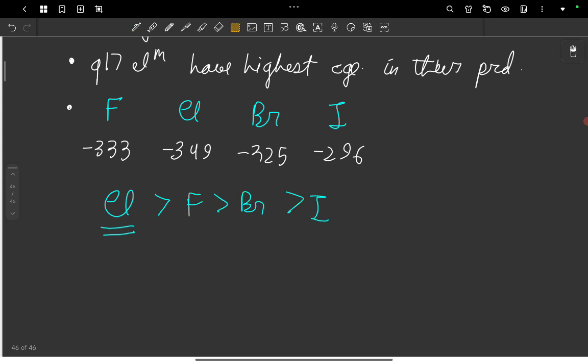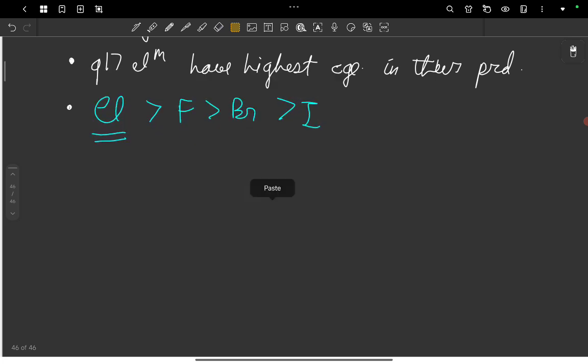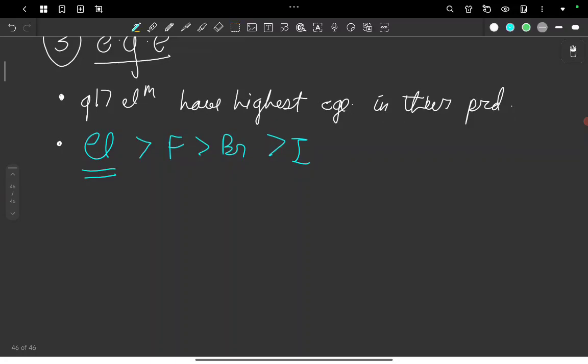Like if you were expecting a normal straight order, then chlorine would be here, but this is the actual order for the electron gain enthalpy values, and you have to remember this because it is very important and it can be asked directly or indirectly in a lot of chemistry questions. Understood?